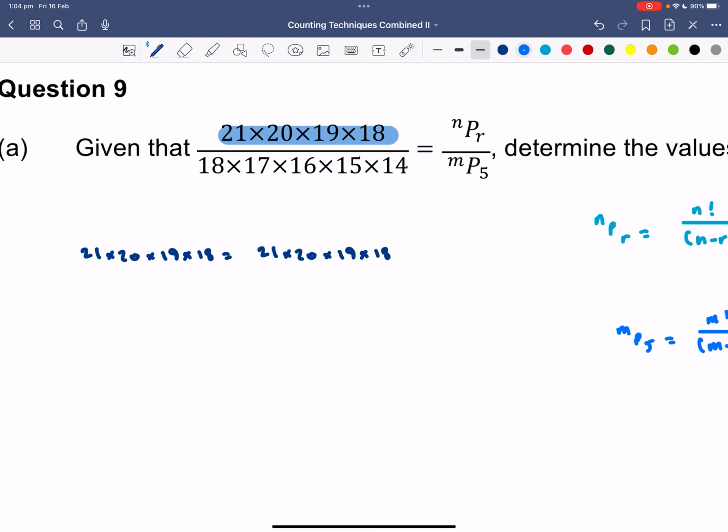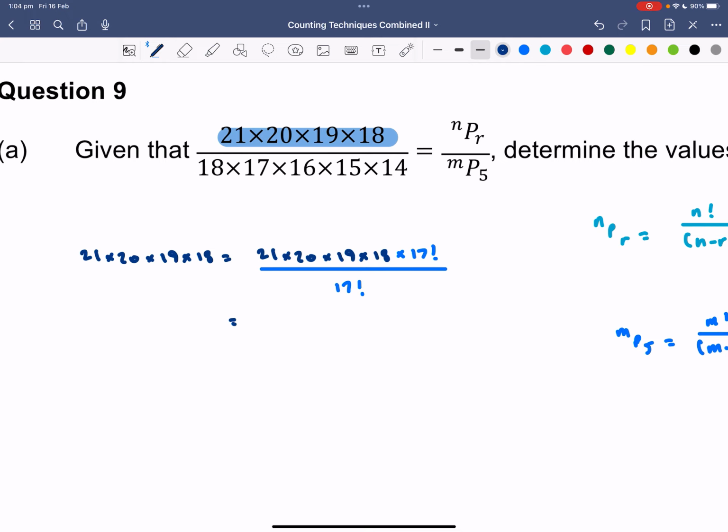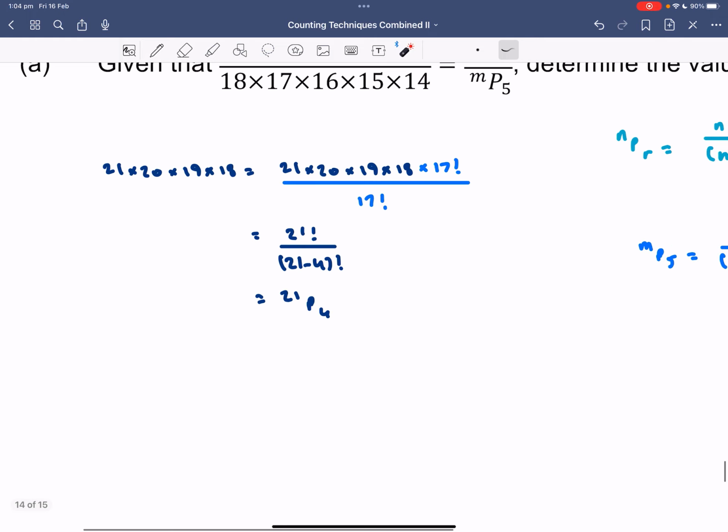And then technically I can times the top by 17 factorial, and I can times the bottom by 17 factorial. And then that's as good as me writing equals to knowing this formula. What do we know this formula simply is? This is simply 21 factorial divided by 17 factorial, which is 21 take 4 factorial, aka 21P4. I've just rewritten the top as 21P4. Now I've got to find a way of rewriting the bottom.